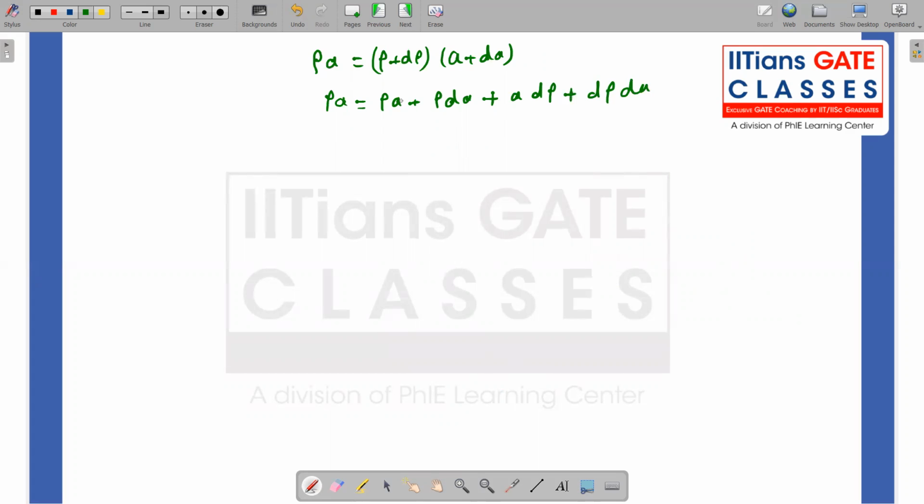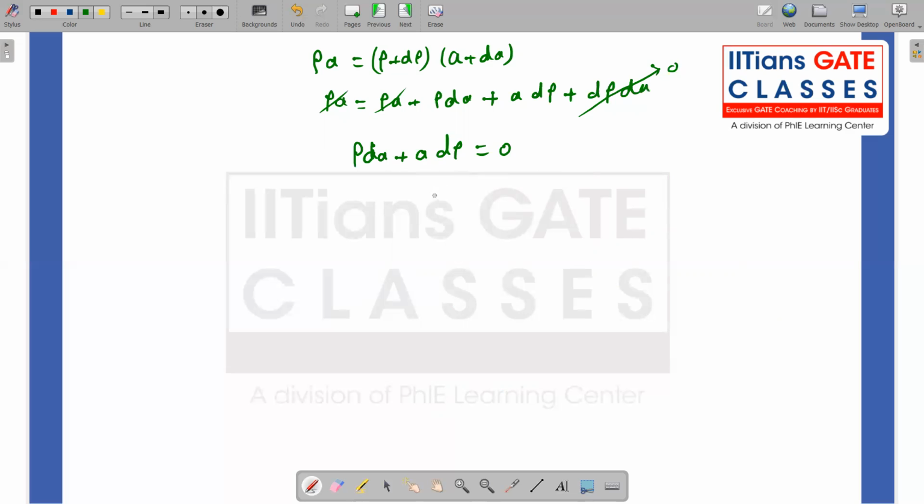So this term gets cancelled. All the higher order terms, because change in density and change in velocity are small quantities, and multiplication of two small quantities will be even smaller. So I'm going to neglect all the higher order terms, which are the second orders. If I neglect that, I'm left with rho dA plus a d rho, which is equal to 0.